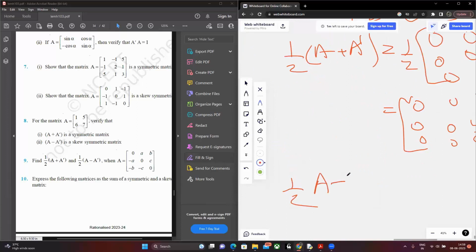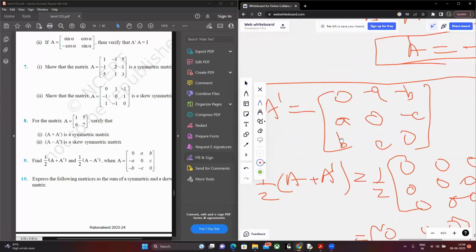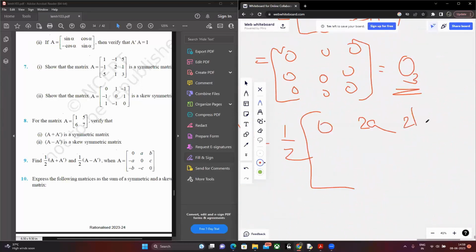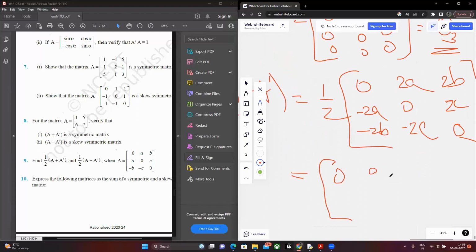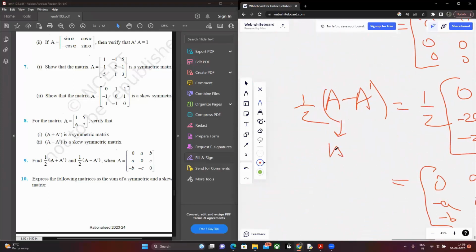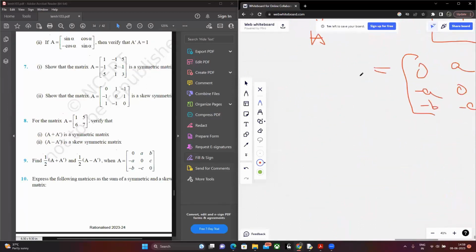And you have half of A minus A dash being half of the matrix, this minus A dash, that is going to be 0, 2A, 2B; minus 2A, 0, 2C; minus 2B, minus 2C, 0. And this is going to be basically 0, A, B; minus A, 0, C; minus B, minus C, 0, which is basically A itself. So you have half of A minus A dash being A itself, and half of A plus A dash being O3 or O. This is the longer method.